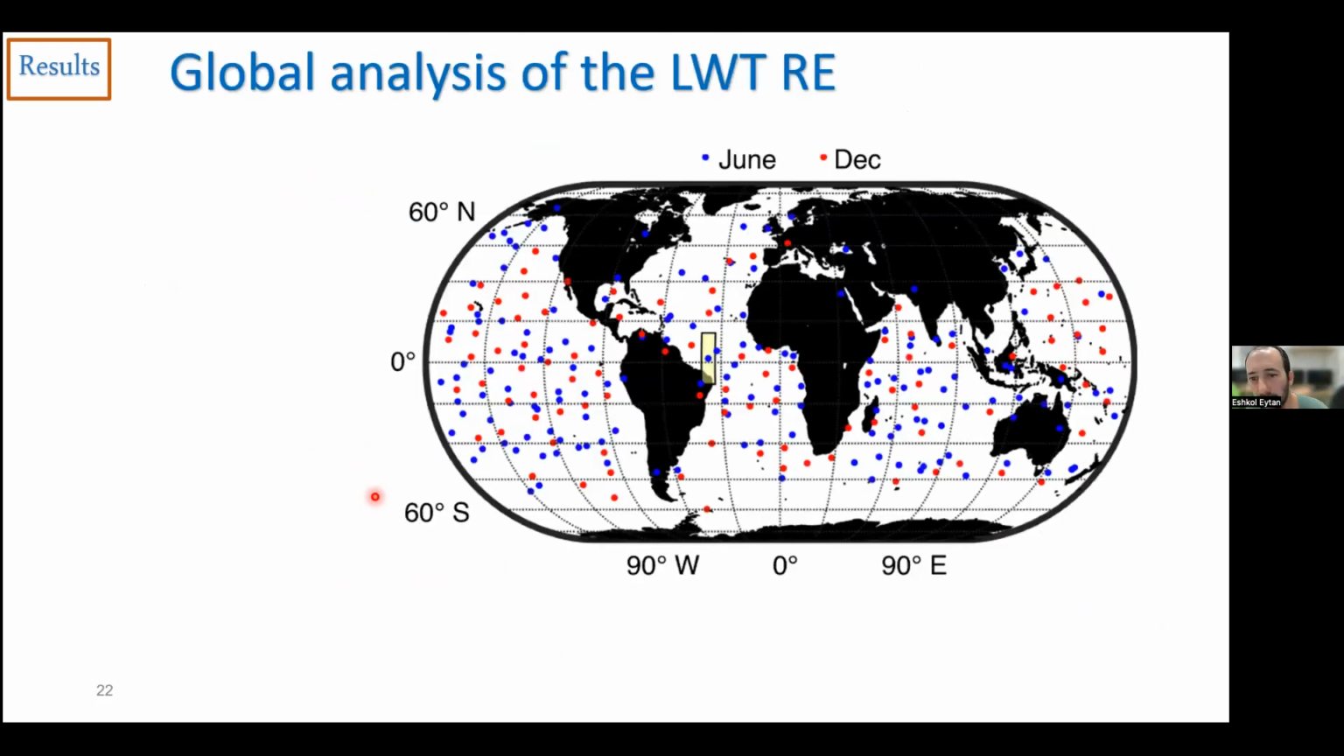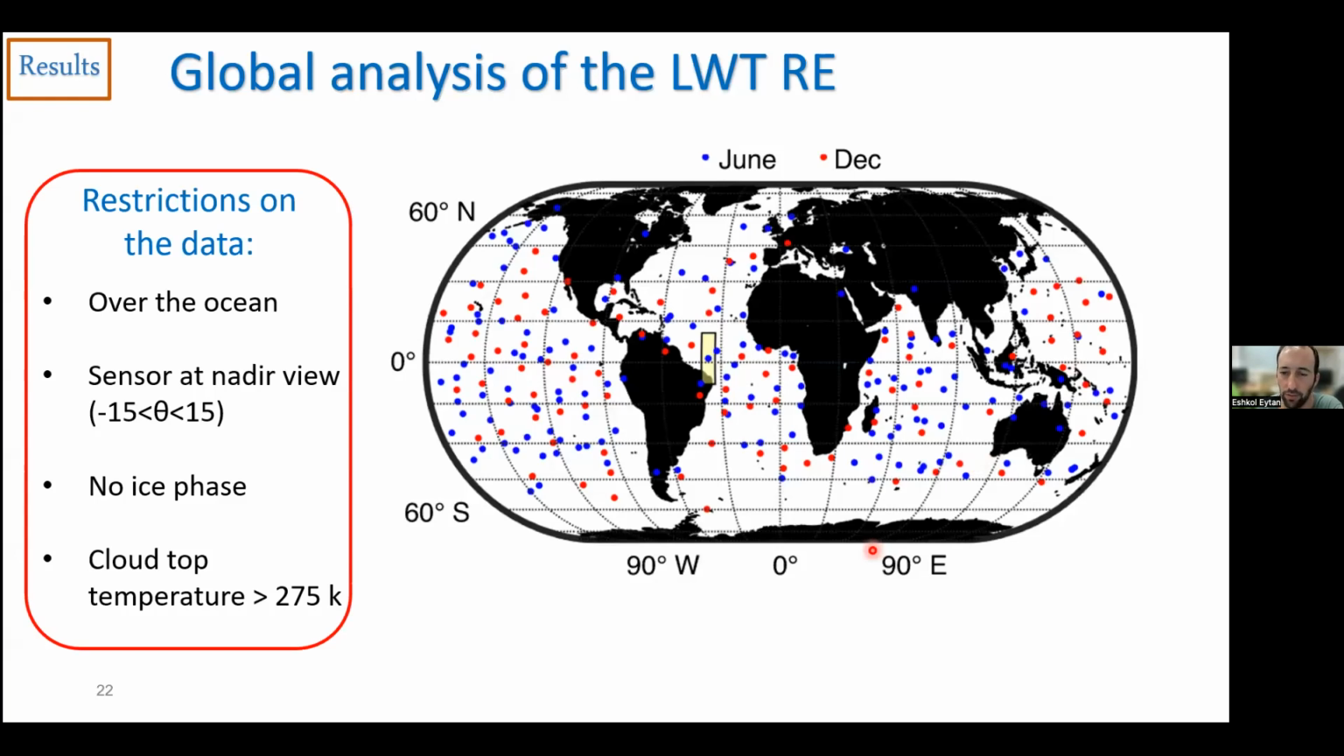Now we can apply this algorithm to many images, doing a global analysis as we've done here for 6 days, taking 3 days from June 2014 and 3 days from December 2014. And restricting the data only to warm clouds, because as I mentioned before, this is part of the lower bound methodology. So we took only clouds over the ocean with a sensor viewing angle that is close to nadir.